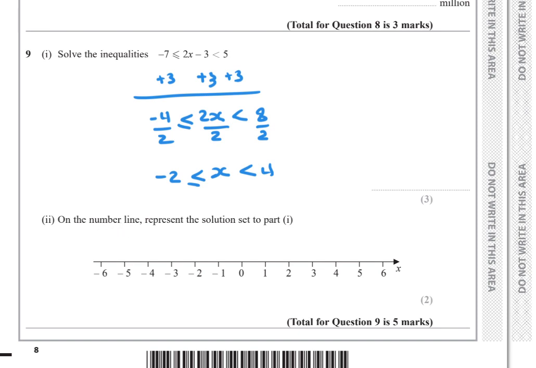On the number line, represent the solution set to part i. So from negative 2 till 4, closed circle at negative 2 because negative 2 is included, open circle at 4 because 4 is not included, and join between them. So all the numbers between negative 2 and 4, including negative 2.